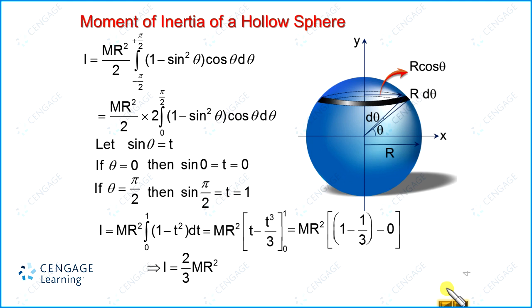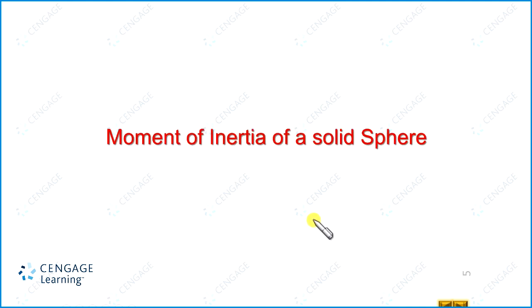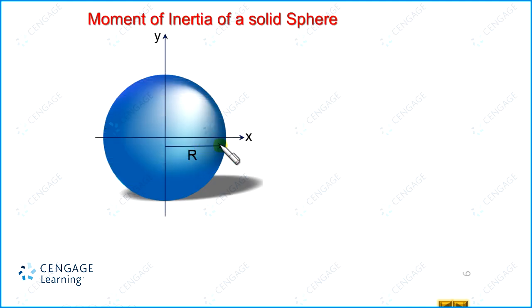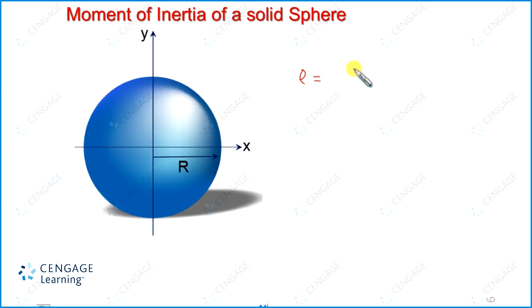Now let us calculate the moment of inertia of a solid sphere. This is a solid sphere of radius capital R. The mass of this solid sphere is capital M, which is uniformly distributed over the volume. Okay, we can define the mass density of this solid sphere equal to M divided by the volume of this sphere, which is 4 by 3 pi R cube, right? So this volumetric density rho equal to M divided by 4 by 3 pi R cube, right?